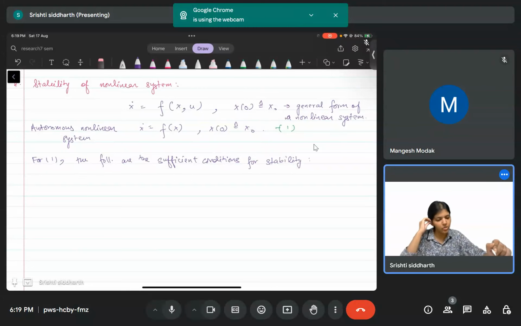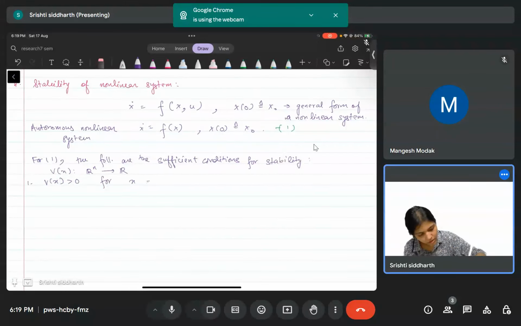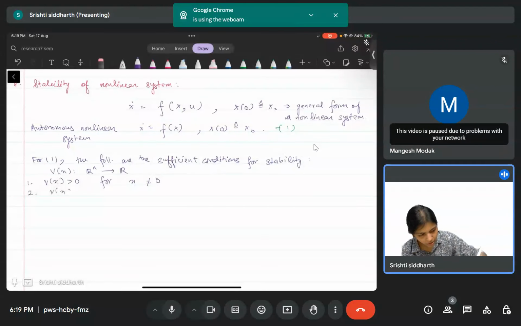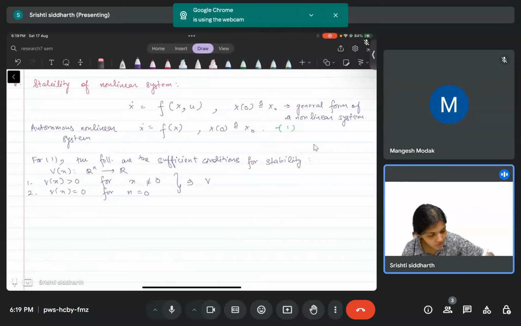So what is a stable equilibrium? For this, we need a scalar function V of x, going from some space R^n to the scalars R. The first condition is that V should be greater than 0 for x non-zero, and V should be equal to 0 exactly for x equal to 0. This implies that we're talking about a positive definite function.